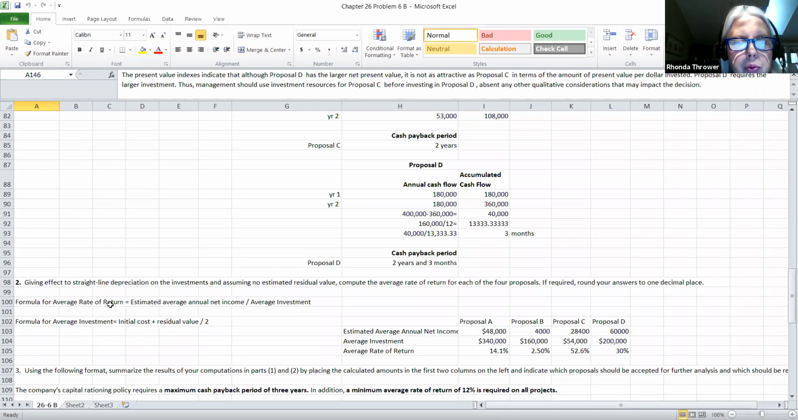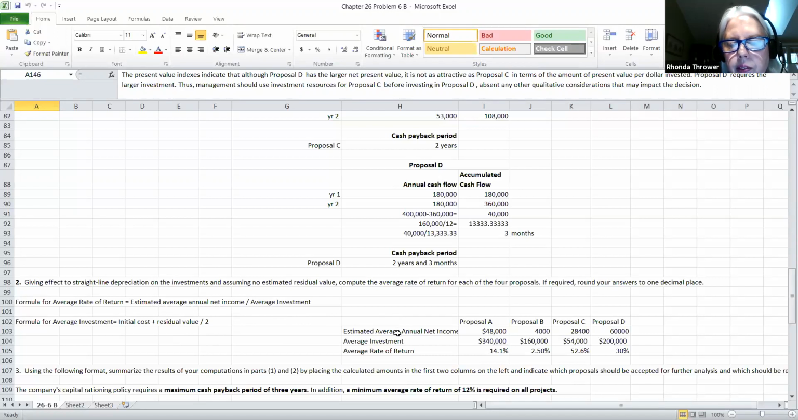So the formula for the average rate of return is to take the estimated average annual net income. Notice this is not cash flow this time, this is net income. Divide it by the average investment. To get the average investment, we'll take the initial cost plus any residual value, if we have any, and divide it by 2. So first of all, calculate the estimated annual net income.